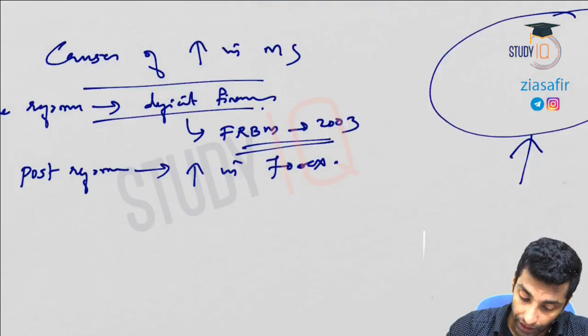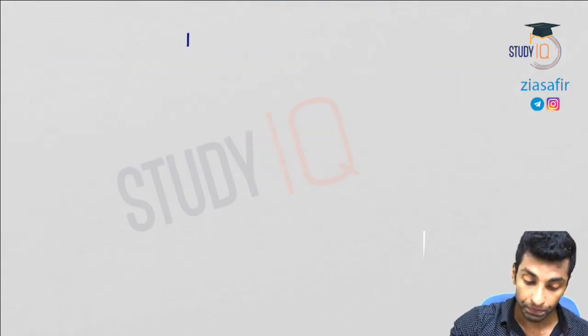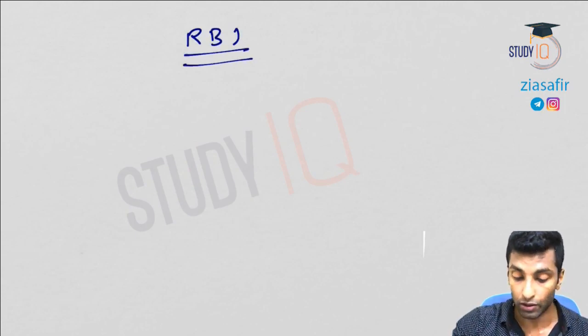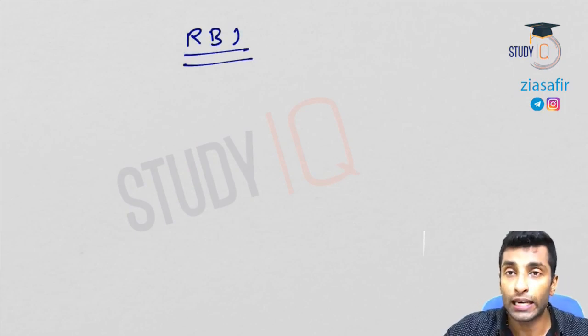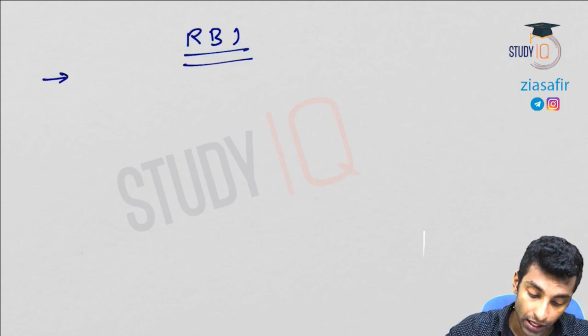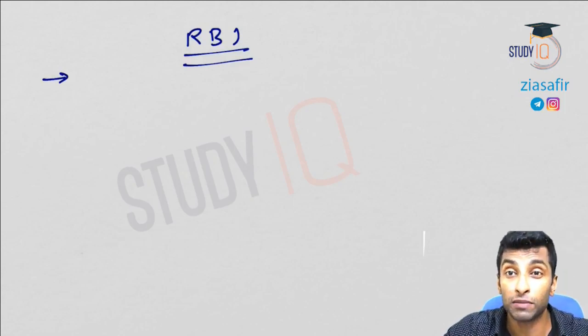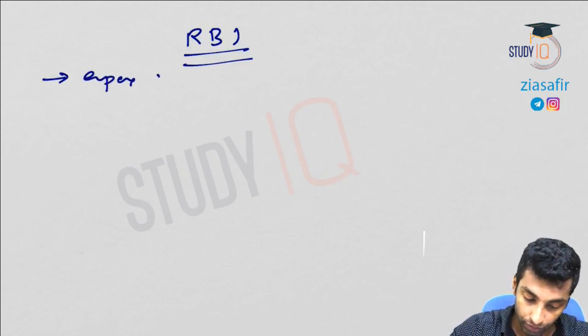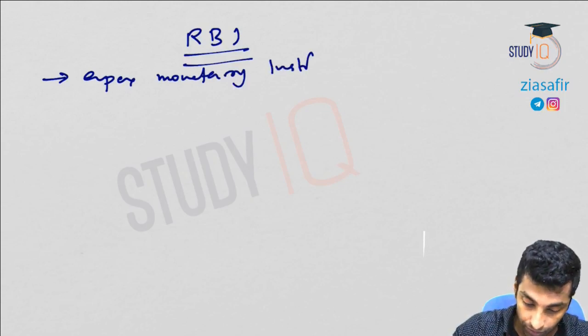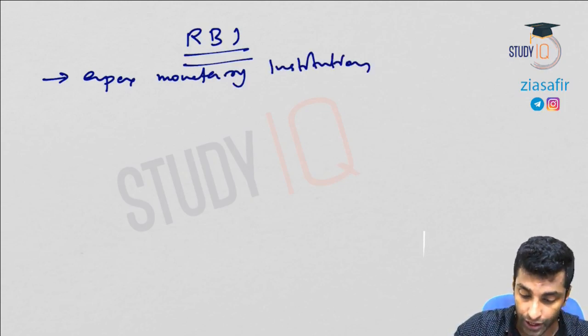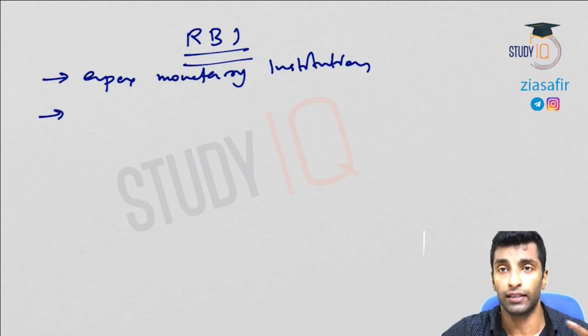Okay, so in this session we are going to talk about RBI, the Reserve Bank of India. So as you know, RBI is the central bank of the country. That is, RBI is the apex monetary institution. And most of you know what I'm going to tell in this session.